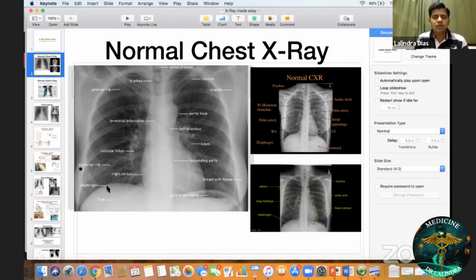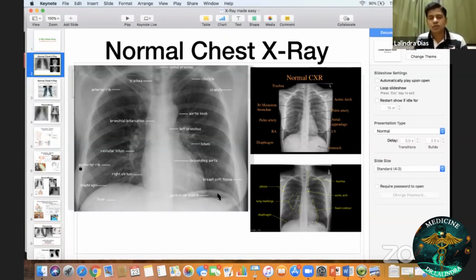And you must always see whether there is any gas under the right hemidiaphragm. If you get any gas shadow, which will be seen as a black colored shadow below the right diaphragm, then you call it gas under diaphragm, and that is a very important surgical emergency. Why? That is due to perforation of a viscus or hollow organ, maybe a perforated appendix, maybe a perforated bowel loop, something like that. So you have to look into that.